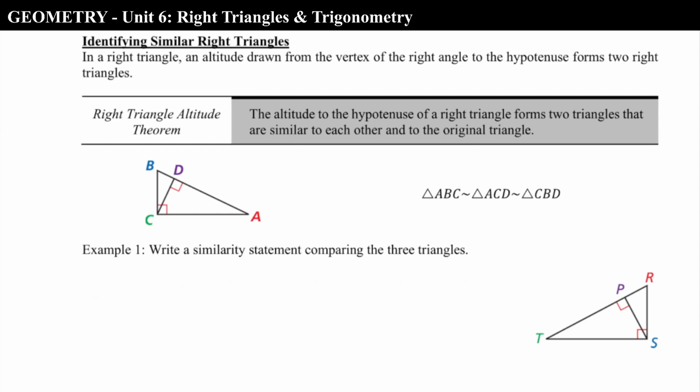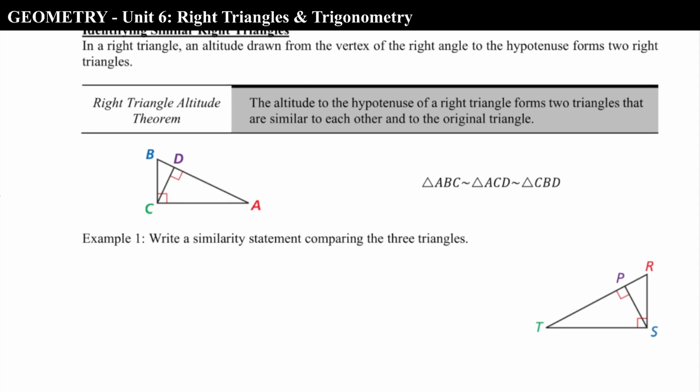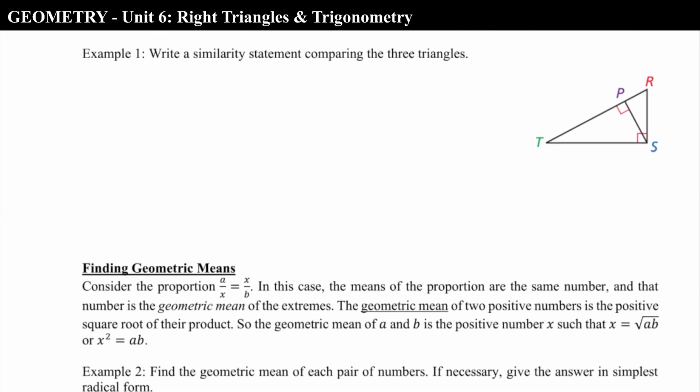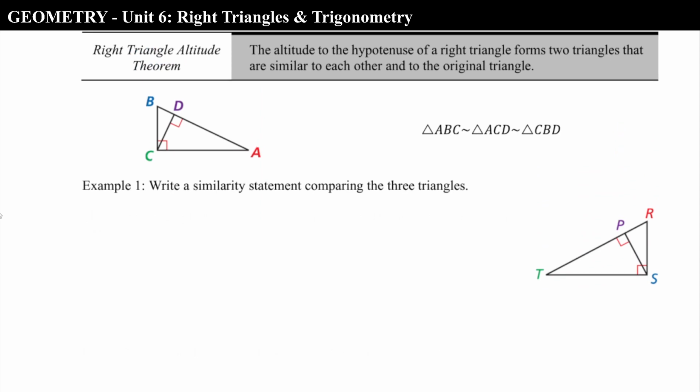So here we have our big triangle, ABC, is similar to our medium-sized triangle, ACD, which is also similar to our smallest triangle, CBD. So we're going to start by writing a similarity statement comparing the three triangles. So that's what we're going to do here in example 1.